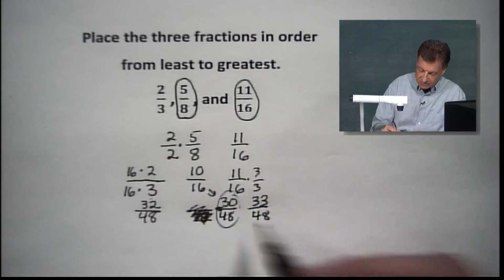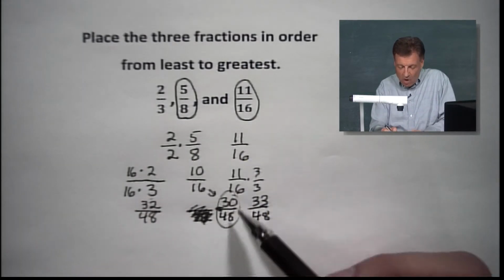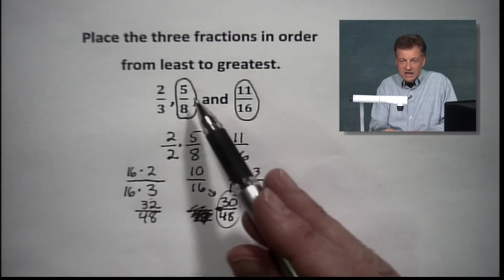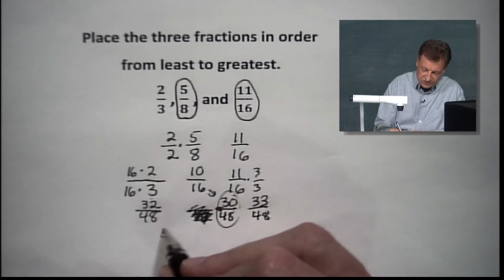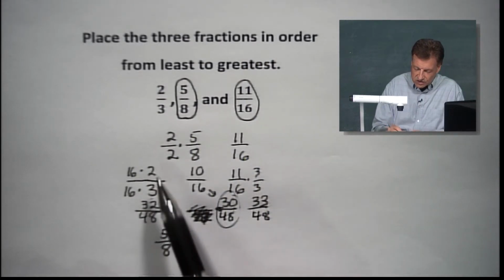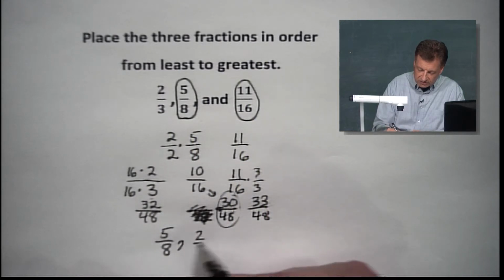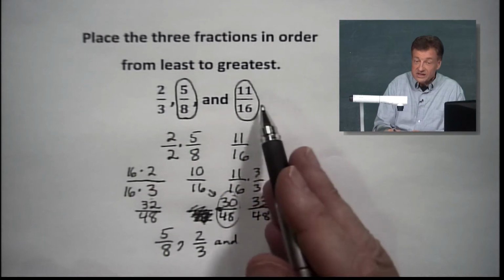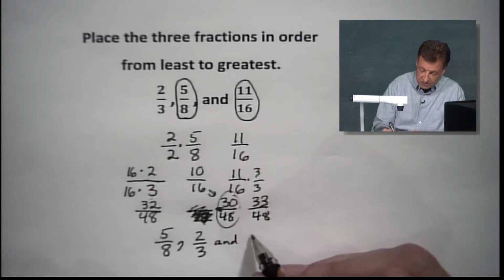Let's go back and remember what fraction that came from. All the way back up to 5/8. So 5/8 is going to start us off. We're going to move from there to 2/3. And then last but not least, our last one is 11/16, which is what we got the 33 out of.